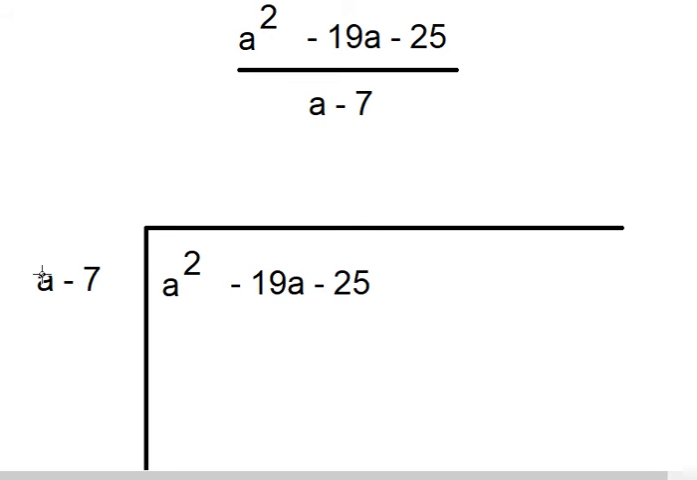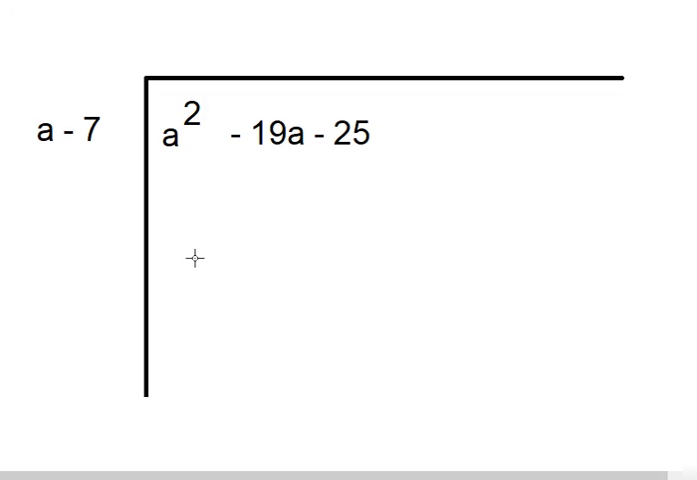So I put them in here and here to show how to do long division. So we have a square and minus 19a. In this situation, a square is the highest power in here. This coefficient is number 1.